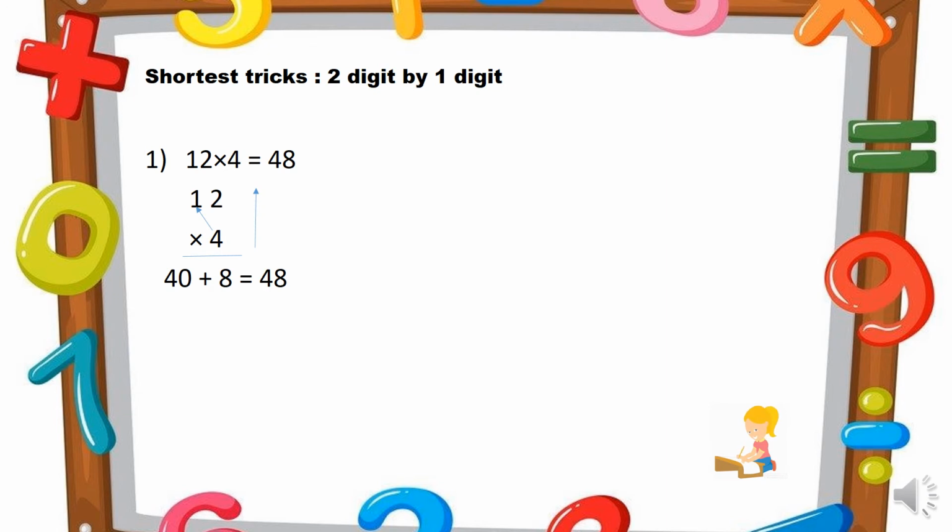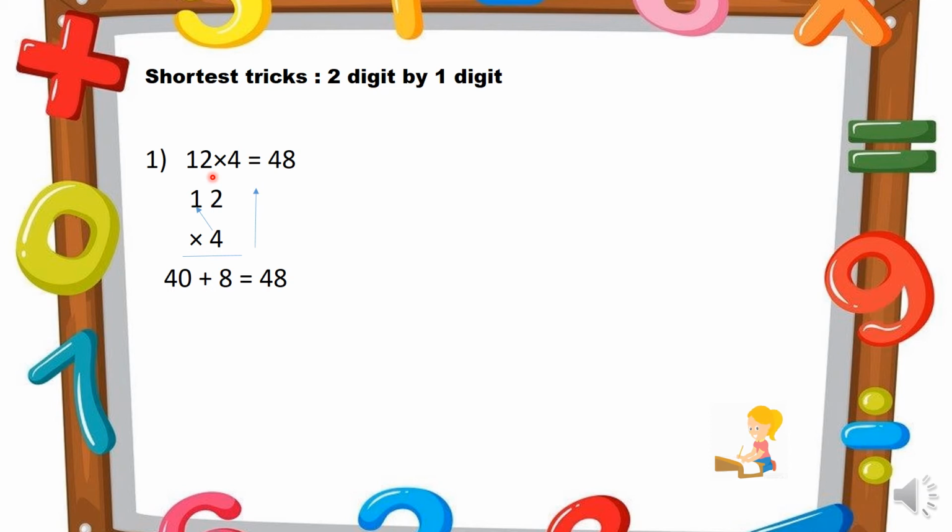Children, I would like to give you some shortest tricks. It is just for your knowledge. Okay, try to solve this. Whatever you have done till now, that is the traditional way of learning multiplication. Okay, just for your knowledge purpose, I am giving you some hints or shortest methods on how to do multiplication.